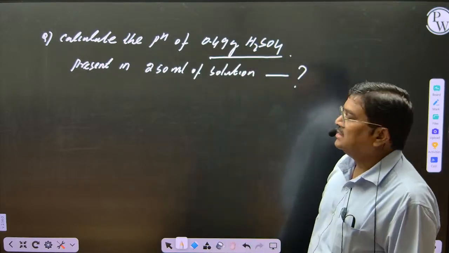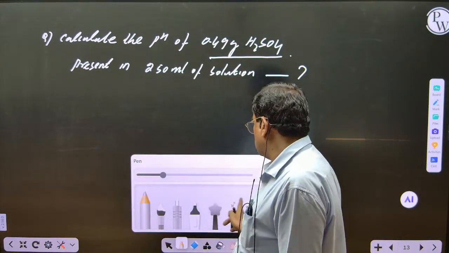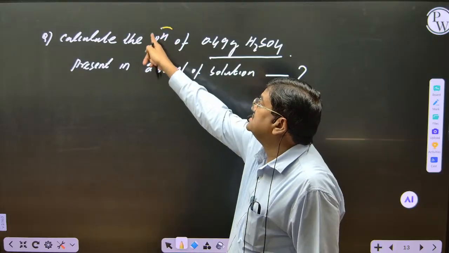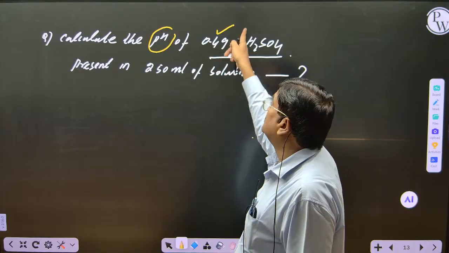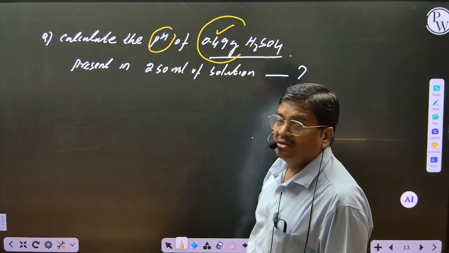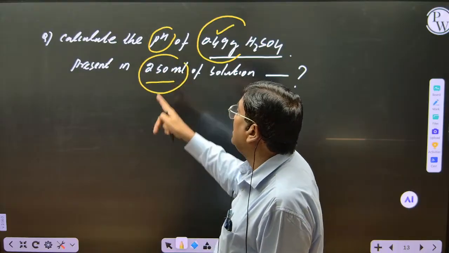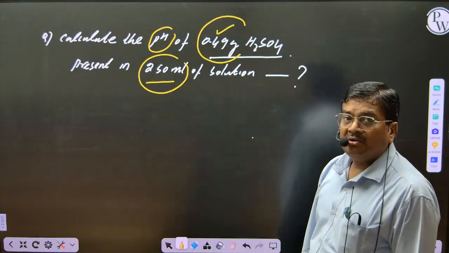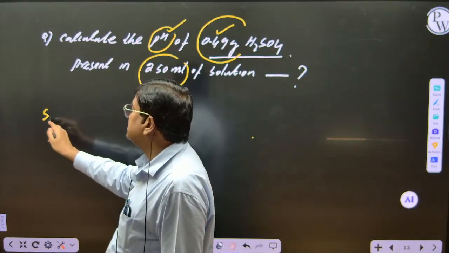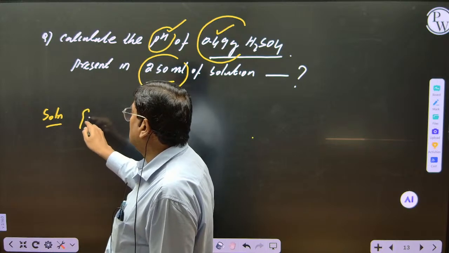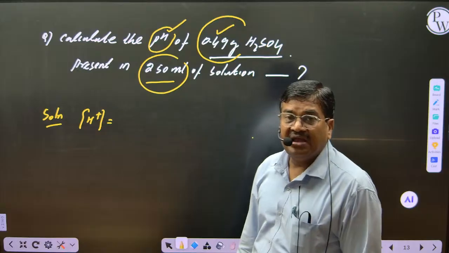Now see, in the question, what are you asked to find? The pH is wanted for the given mass. How much mass is given? 0.49 grams. That is present in how many milliliters? 250 milliliters. Now tell me students, in order to find pH, what do we require? H plus ion concentration, no? So this H plus ion concentration we have to take in terms of normality.